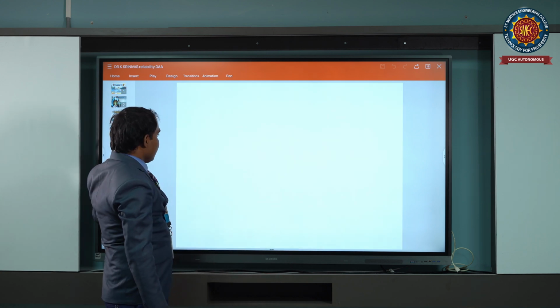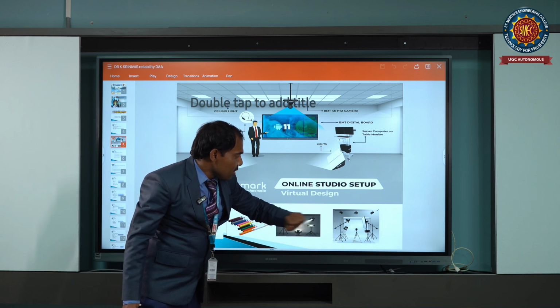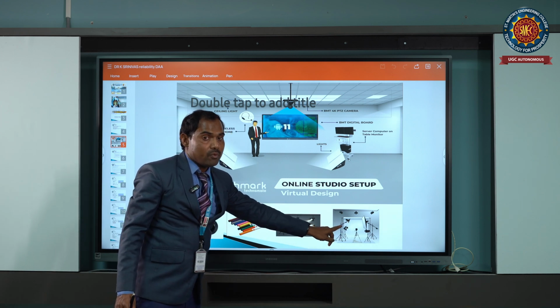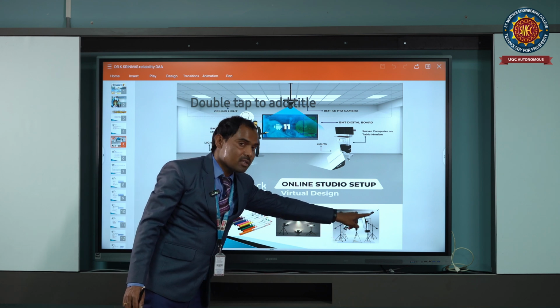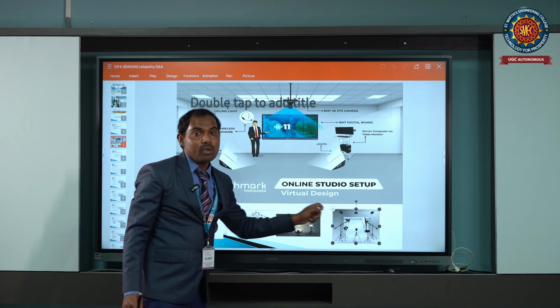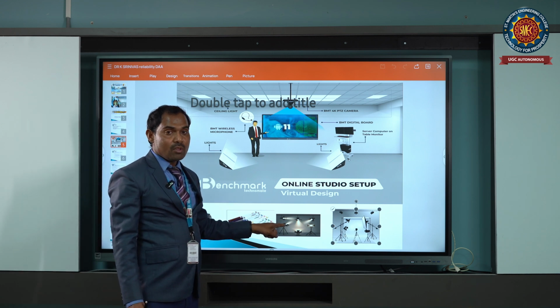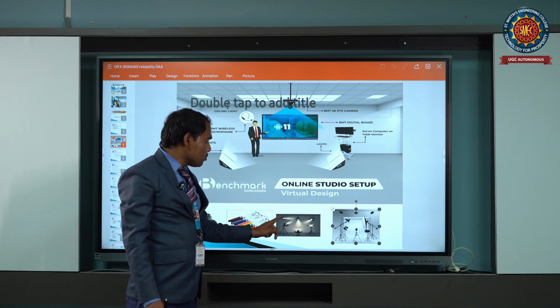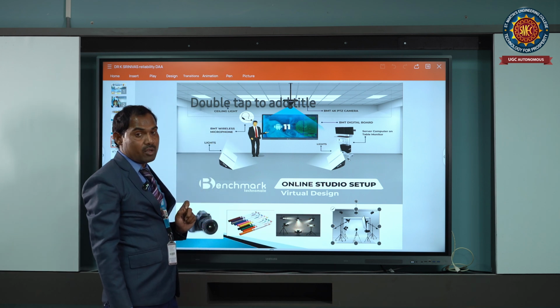See here in the picture how many cameras there are. We have to find out how many cameras there are: camera 1, camera 2, camera 3 and camera 4. So here we are using more cameras. And as well as the lights, you can see how many lights there are. Yes, 1, 2, 3, 4, 5 and 6 lights we are using.